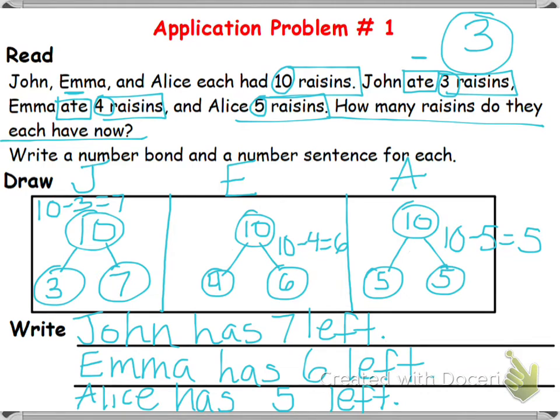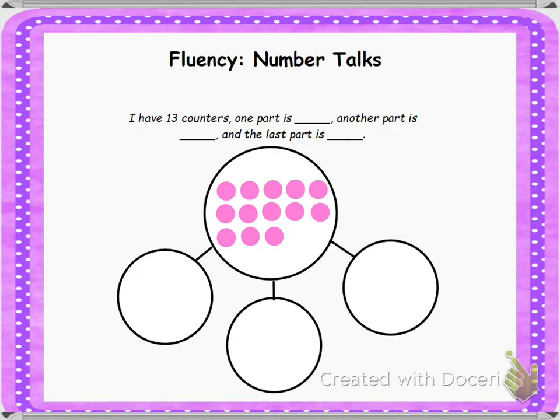Alright, remember, pause the video if you need more time. Alrighty guys, now let's go to our number talk. This is a little new number talk because I have 13 counters right here. One part is blank, another part is blank, and the last part is blank. Think about how you could break these 13 counters into 3 parts.